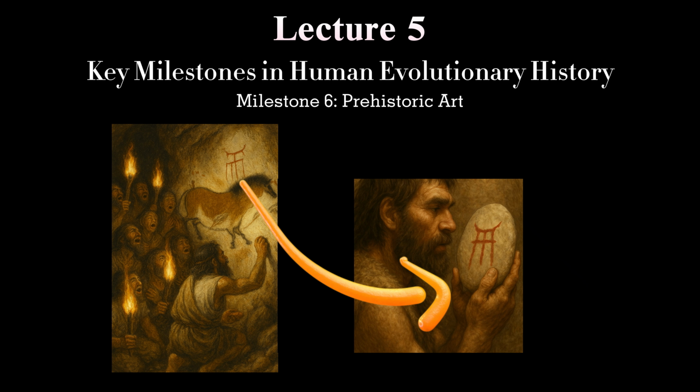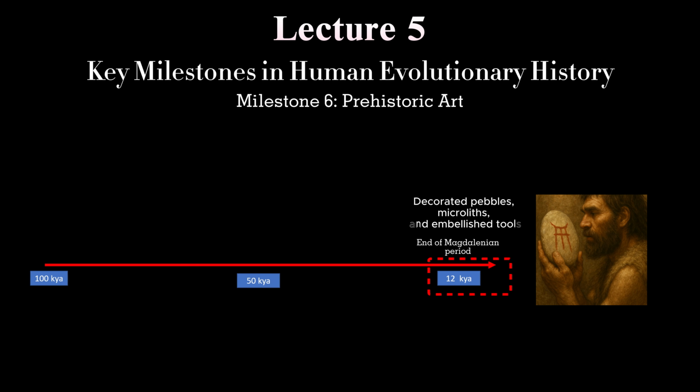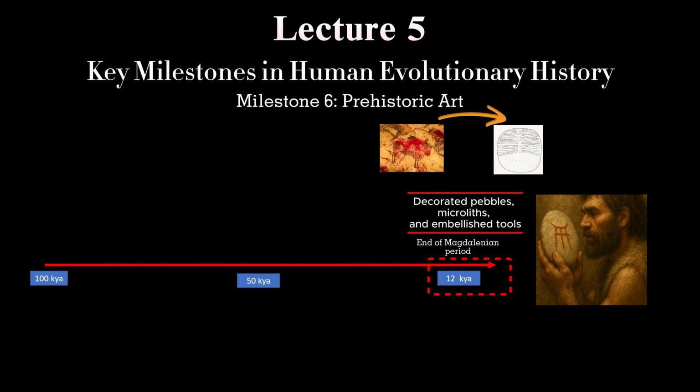This suggestion is supported by the archaeological evidence. Beginning around 12,000 years ago, cave art declines, and new artistic media emerge, such as decorated pebbles, microliths, and embellished tools. We begin to see a proliferation of portable, abstract, and symbolic objects, along with a noticeable shift from naturalistic representation to more abstract forms, including repetitive geometric signs.